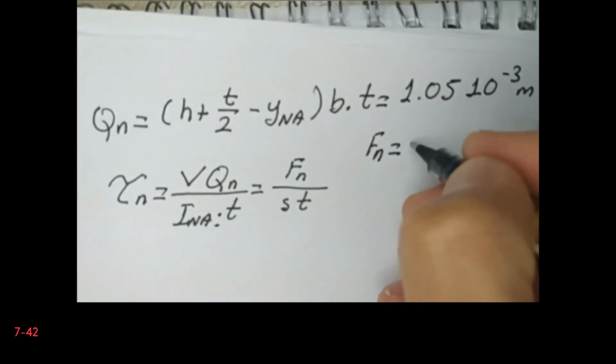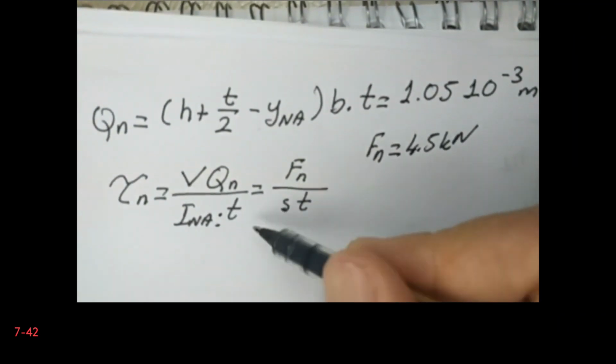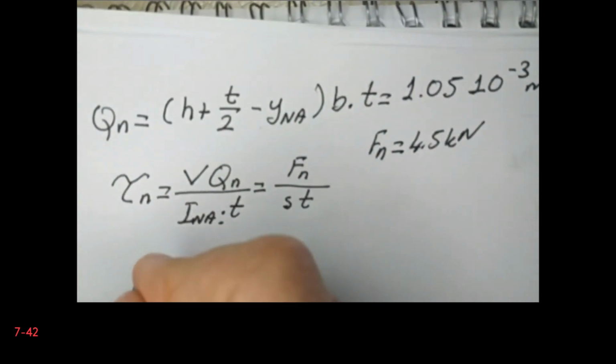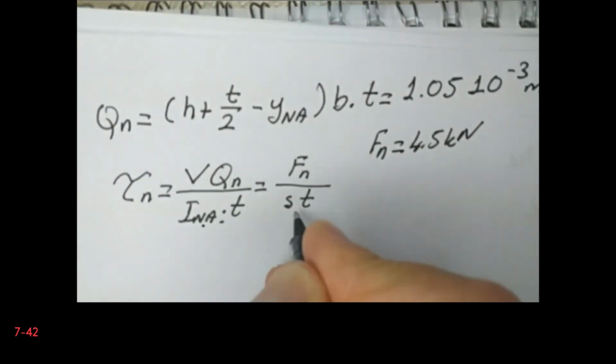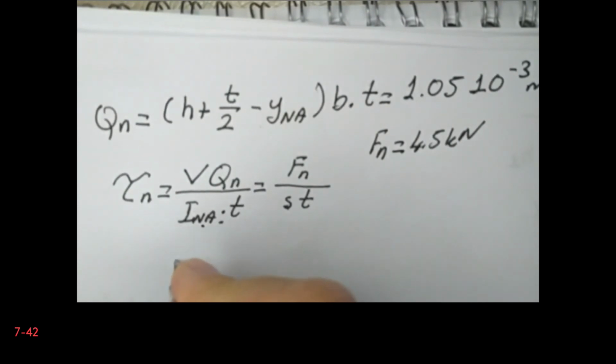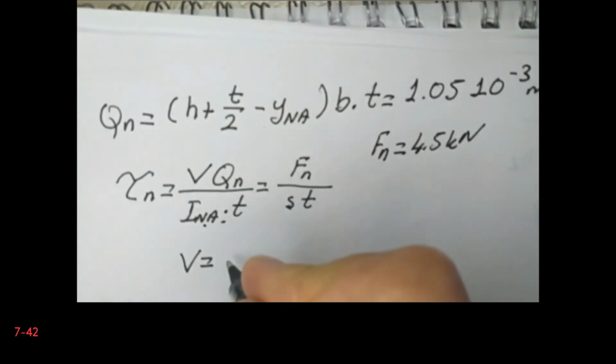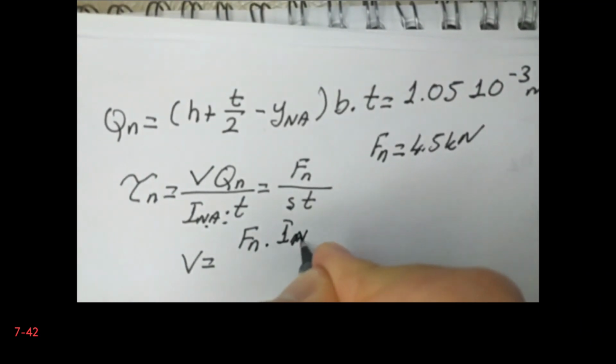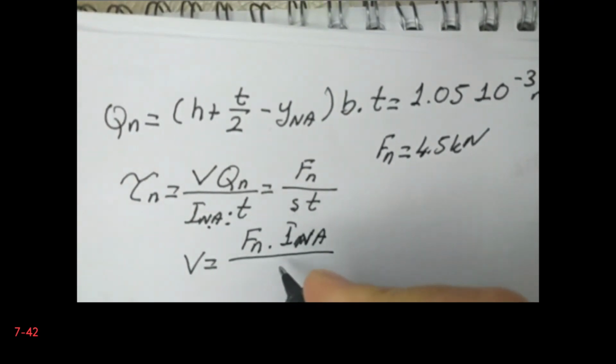Now this is our first expression. In fact, from here we can calculate the V. So V can be calculated from here as a function of the nail spacing, because we already know Qn, we know I_NA, t, we don't know S only. So let's write the V from here. V is equal to Fn multiplied by I_NA divided by Qn multiplied by S.